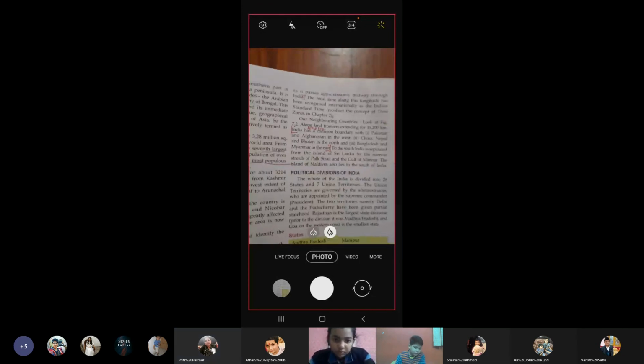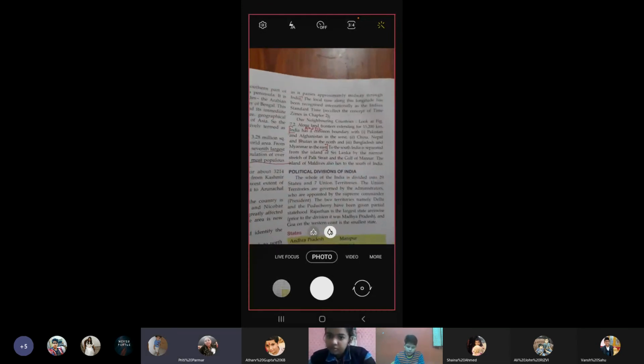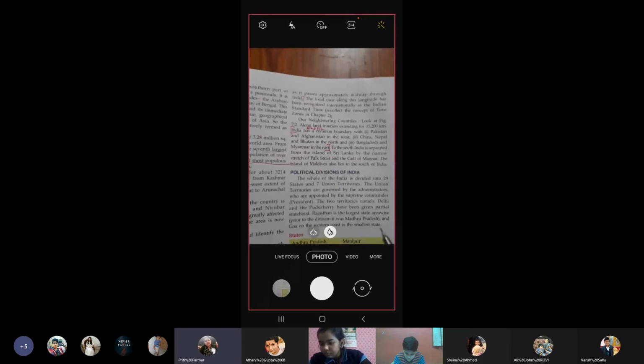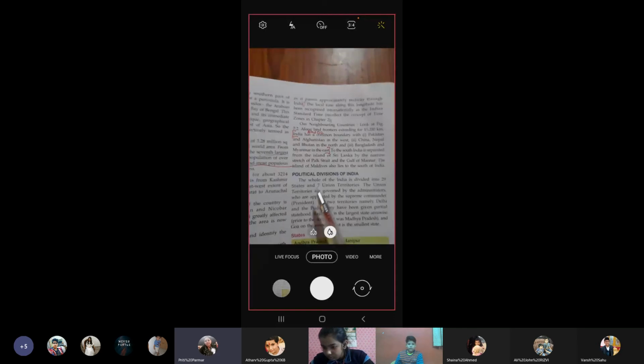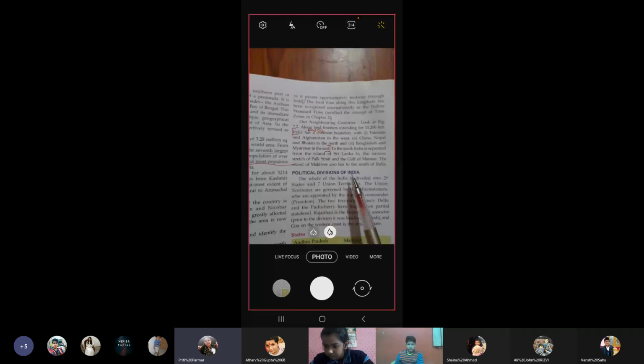Let us see the neighboring countries. Now look at figure 7.2. Along land frontiers extending 15,200 kilometers, India has a common boundary with Pakistan and Afghanistan in the west, China, Nepal and Bhutan in the north, and Bangladesh and Myanmar in the east. To the south, India is separated from the island of Sri Lanka by the narrow stretch of Palk Strait and the Gulf of Mannar. The island of Maldives also lies to the south of India.